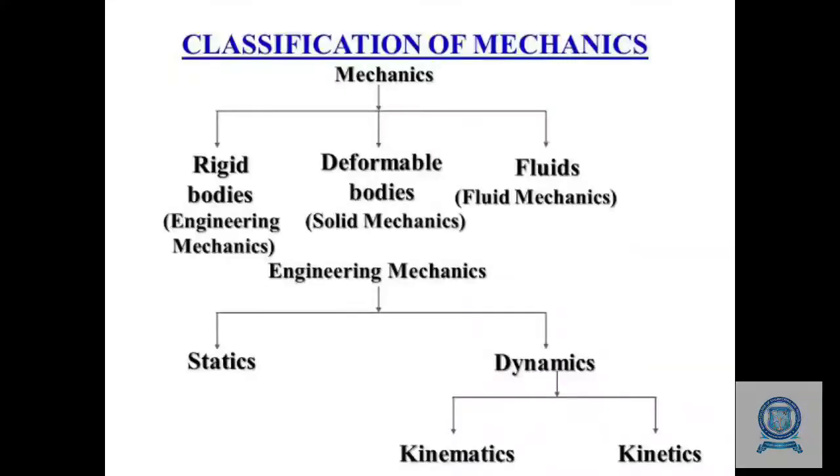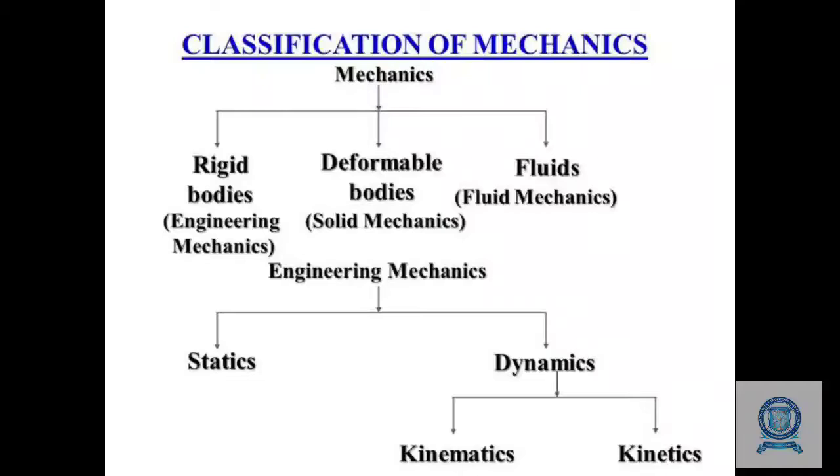Next, we can see the classification of mechanics. Generally, mechanics is classified into three types: rigid body mechanics, deformable solid mechanics, and fluid mechanics. Out of these three, the rigid body mechanics is called engineering mechanics, the deformable solid mechanics is called solid mechanics, and fluid mechanics is called fluid mechanics. Engineering mechanics is further classified into statics and dynamics. The dynamics is further classified into kinetics and kinematics. Out of these, only the rigid body mechanics we are going to see in the engineering mechanics topic.